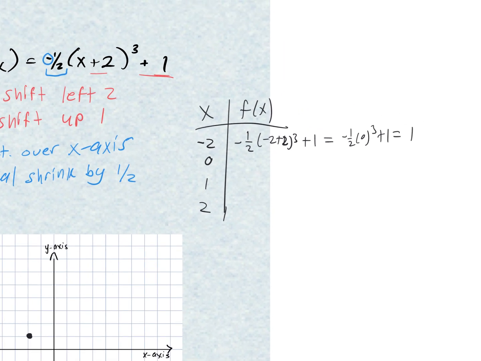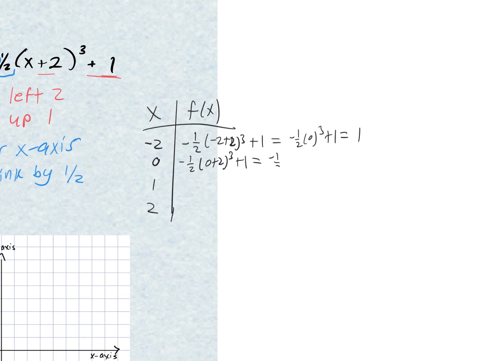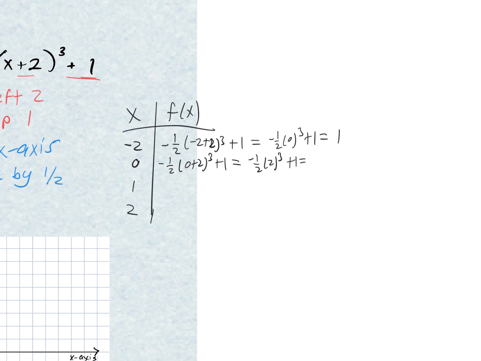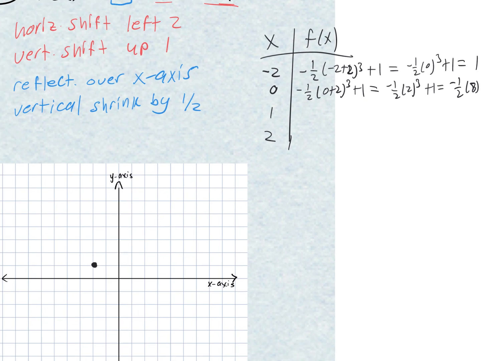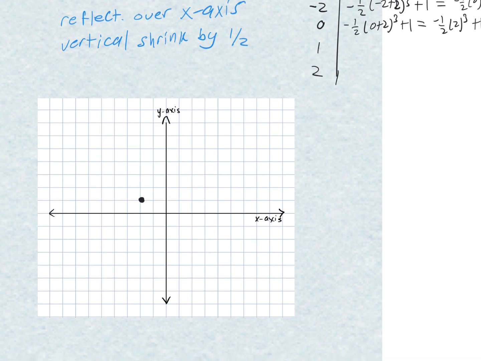All right, so at 0 now, we have -1/2 times (0 plus 2) cubed plus 1. This is going to be -1/2 times 2 cubed, and 2 cubed is 8. So we get -1/2 times 8 plus 1, and that's going to get us -4 plus 1, which is -3. So at 0, we have a point at -3.